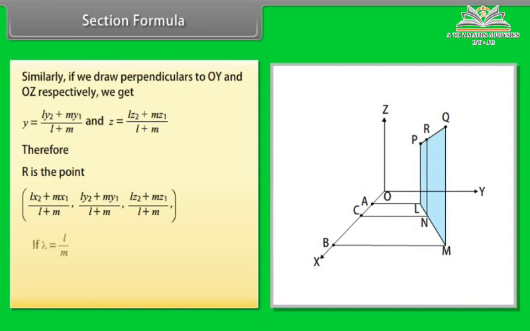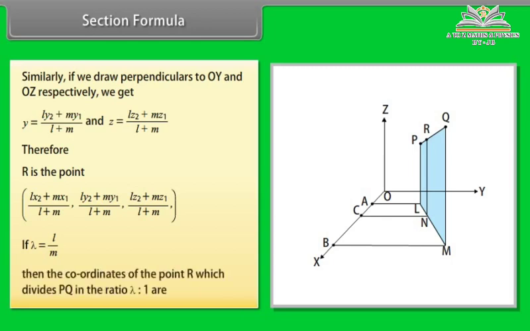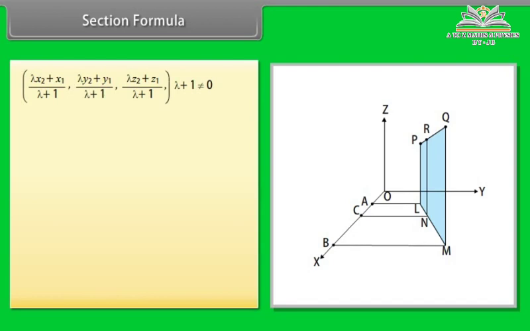If lambda is equal to l by m, then the coordinates of the point R which divides PQ in the ratio lambda is to 1 are (lambda x2 plus x1) divided by (lambda plus 1), (lambda y2 plus y1) divided by (lambda plus 1), (lambda z2 plus z1) divided by (lambda plus 1), where lambda plus 1 is not equal to 0.